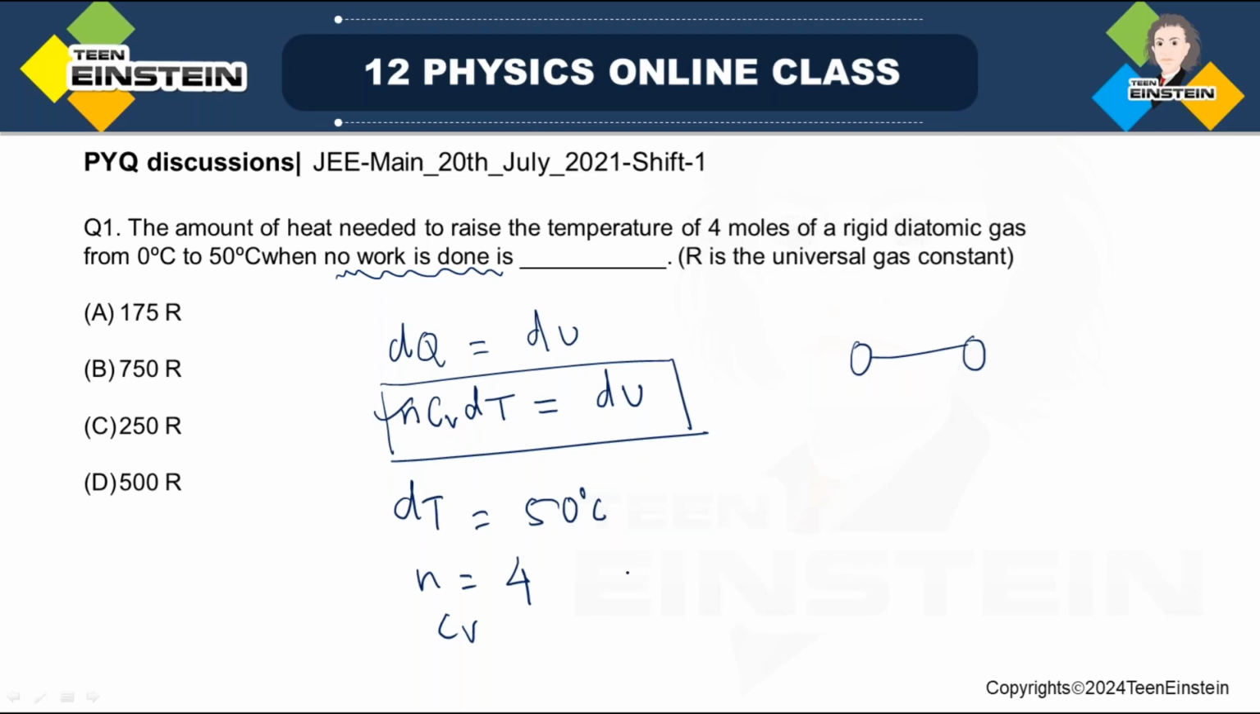How do you find out cv? So cv we can find out. See, from this expression itself we can find out cv. cv is equal to 1 over n, 1 over n for 1 mole, du by dt from here for 1 mole gas. For n mole gas I can multiply n. So for n mole gas you will get this. Okay, du by dt.